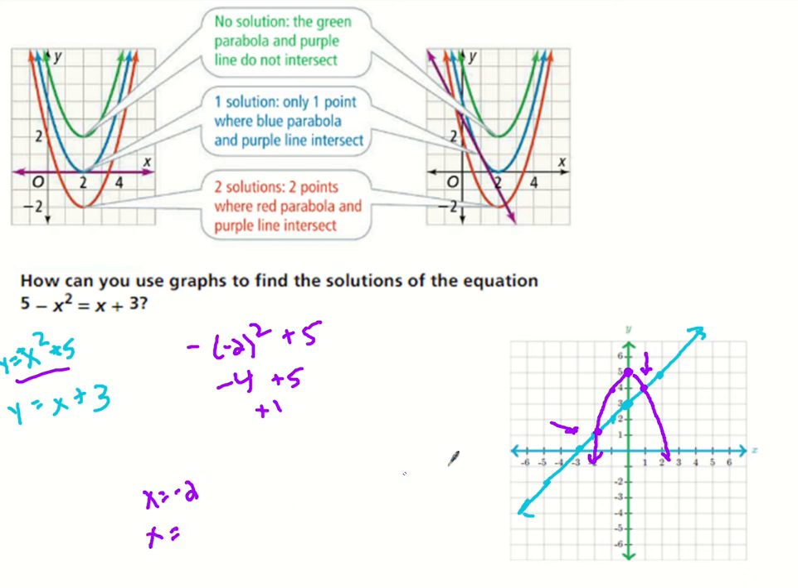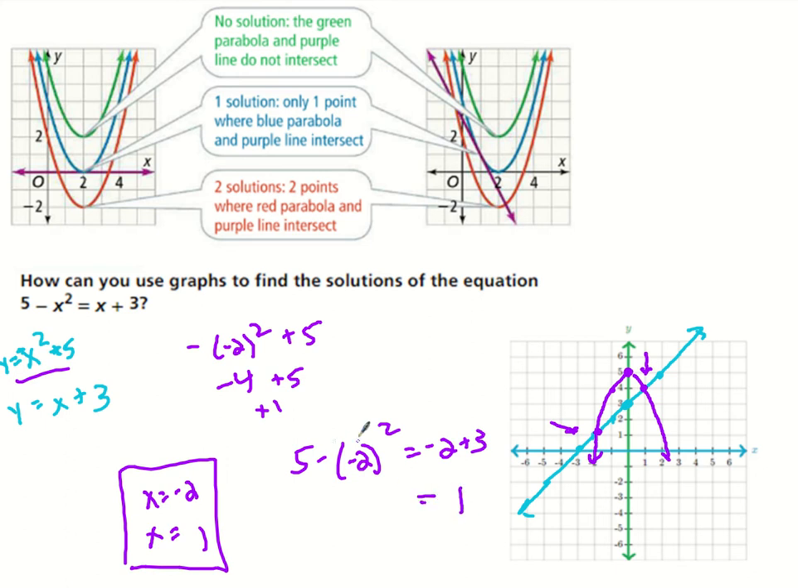And then the x values are also going to be at positive 1. And that would be my solution to my system. Now what I could do is plug in negative 2 and see if it works, and plug in positive 1 and see if it works. So if I plugged in negative 2 into the original system, it should work out. I get 1 on this side, and we already solved this one, and we know it gets 1. So it does check off. Both sides are equal to each other.